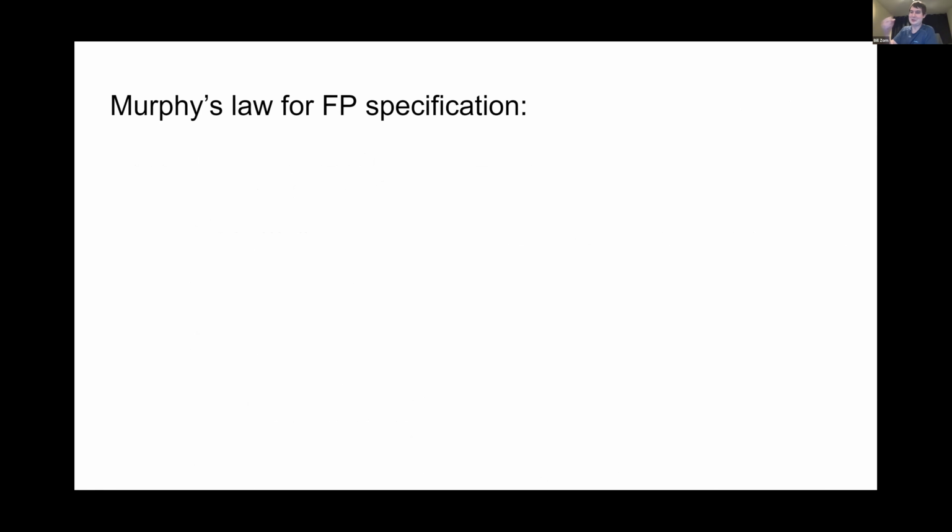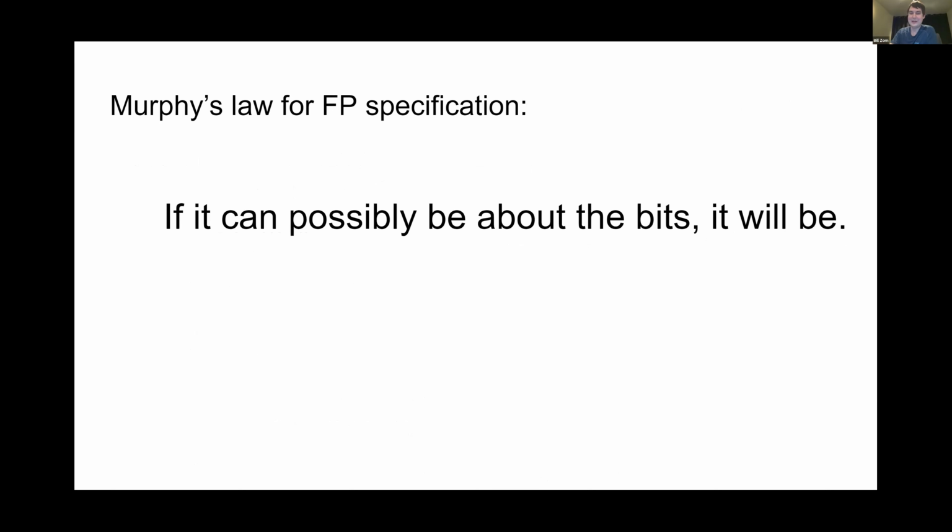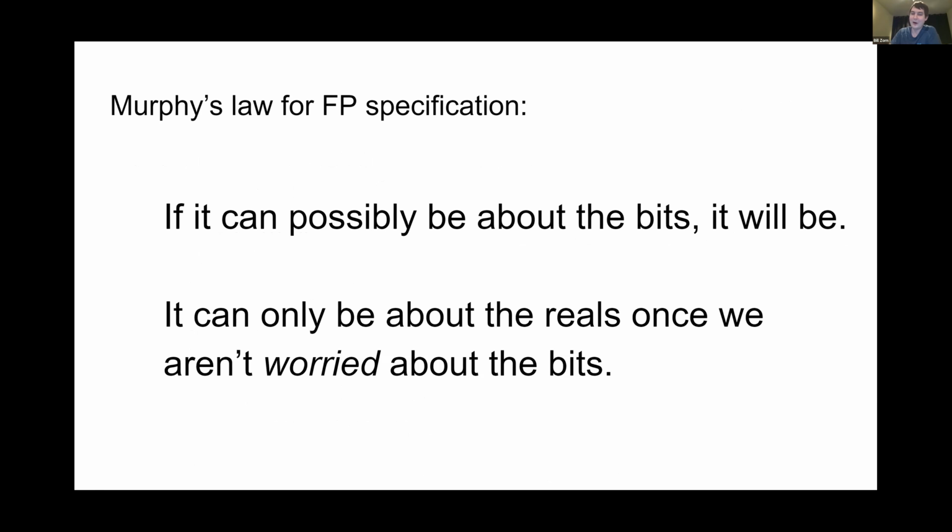And so this leads me to formulate Murphy's law for floating point specifications, right? If it can possibly be about the bits, it will be. If there's any possible way for people to be worried or confused or have a question about what bits are supposed to come out of some function or some component, they will come and ask you this question and you will have to spend your time answering it. Only once that's completely sorted out and nobody's worried about it anymore, can we actually start to reason about interesting stuff like the reals.